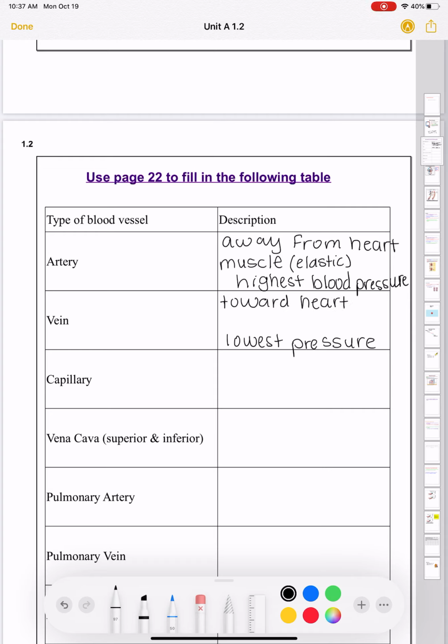Capillaries, they are the smallest blood vessels. And they are the site of gas exchange, is what we say.